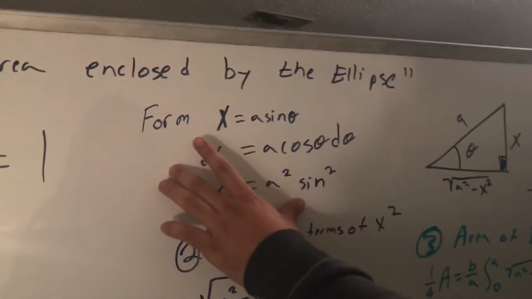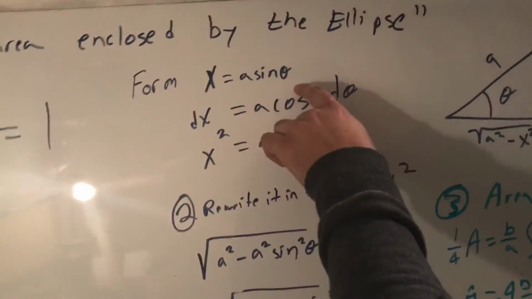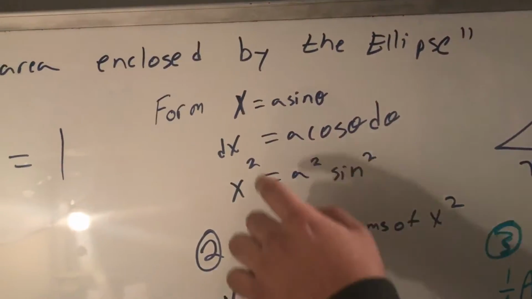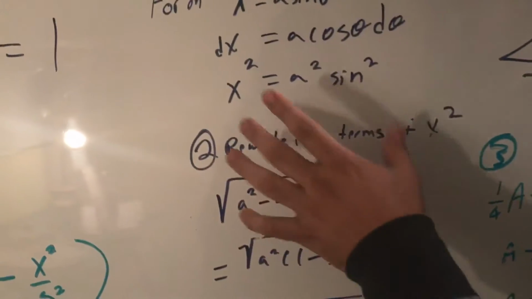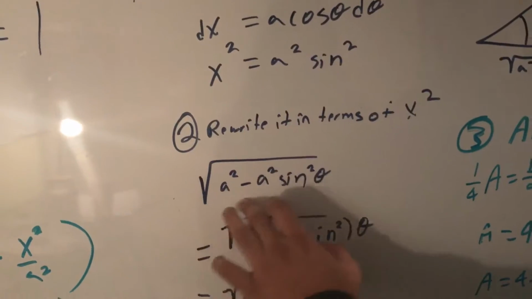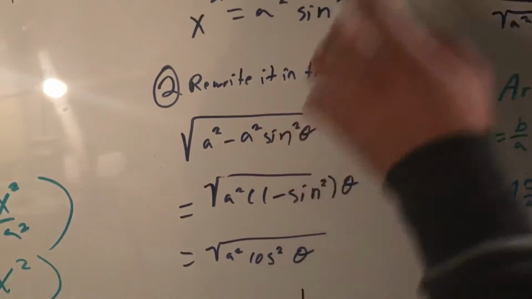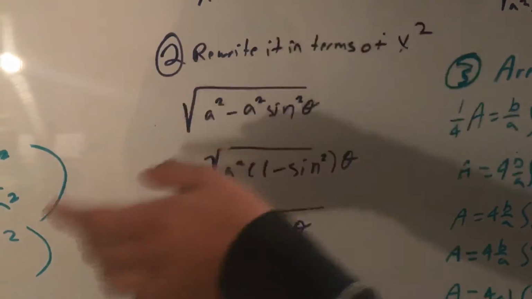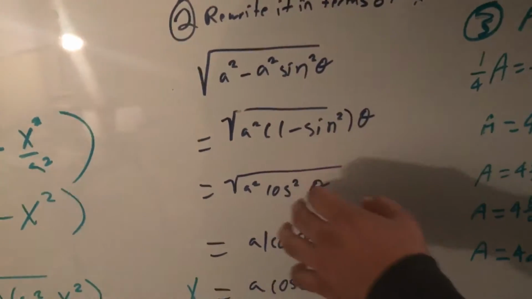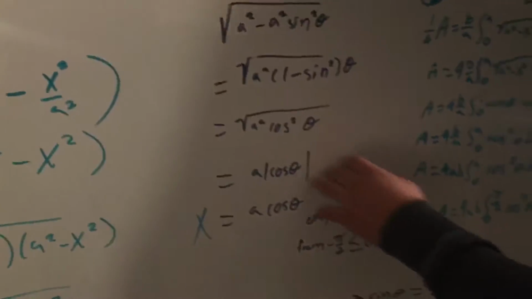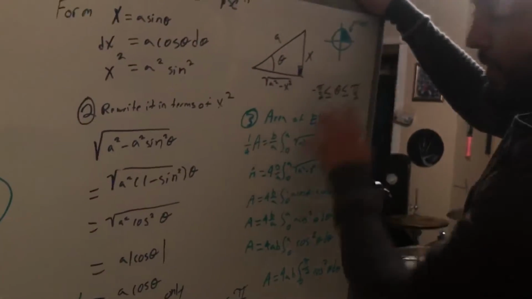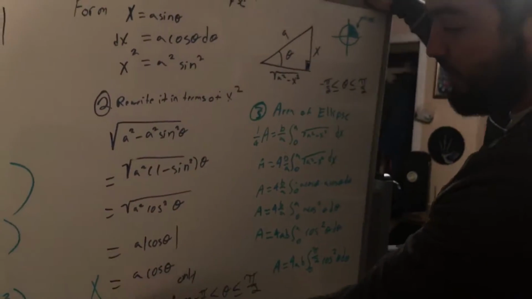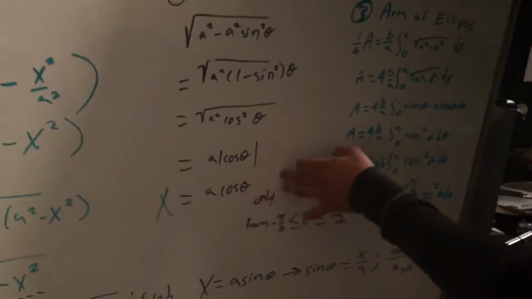Which brings us up here. X is equal to a sine of theta. We get our derivative. And now we're going to write it in terms of x squared. We're going to bring that down here. A squared minus a squared sine squared of theta. Square that. We're going to use trig identities to get us all the way to cosine squared. We get the absolute value of cosine. Since we're only dealing with the positive, we could go ahead and take off the absolute value. X is equal to a cosine of theta.